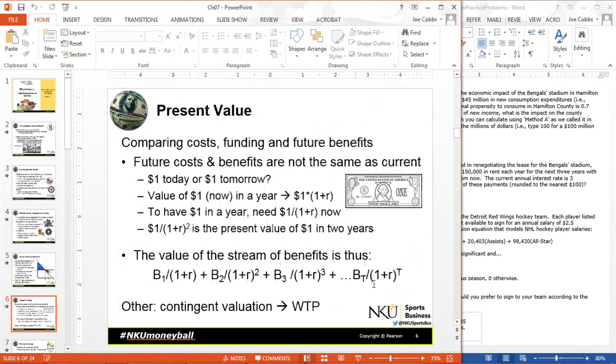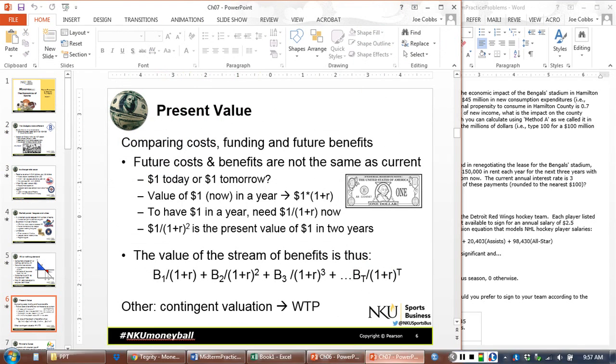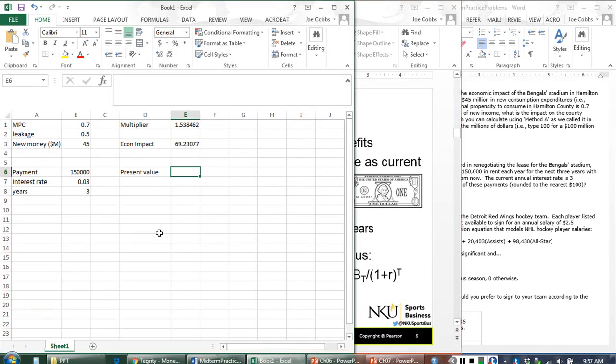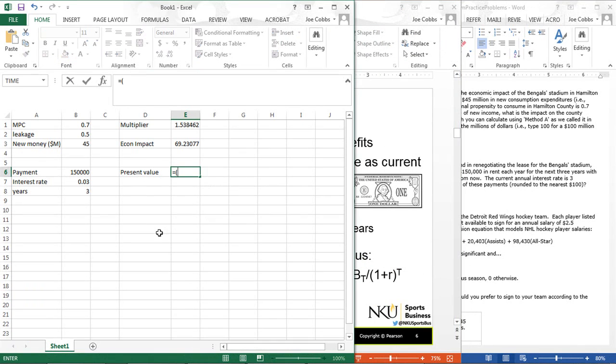So let's do this calculation here. Again, we're using this equation here, so we have the benefit in year 1 divided by 1 plus the interest rate, plus the benefit in year 2 divided by 1 plus the interest rate squared, right? So let's make this happen in Excel. Equals this. So let's do the first one. The first payment is that benefit divided by 1 plus interest rate. There we go. Then plus, now we're going to do the second year. The benefit again.